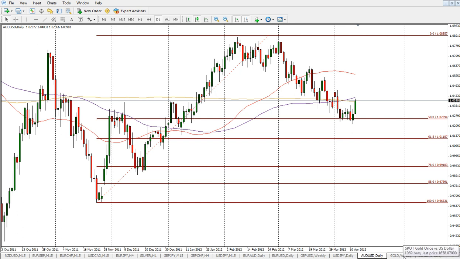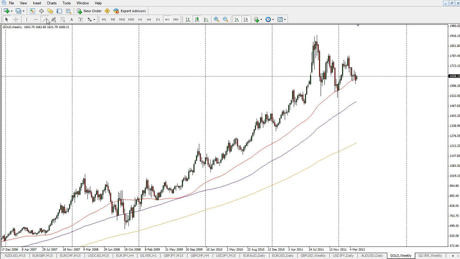Okay, that's done for the forex now. Let's have a look at the gold chart, everyone's favourite commodity.